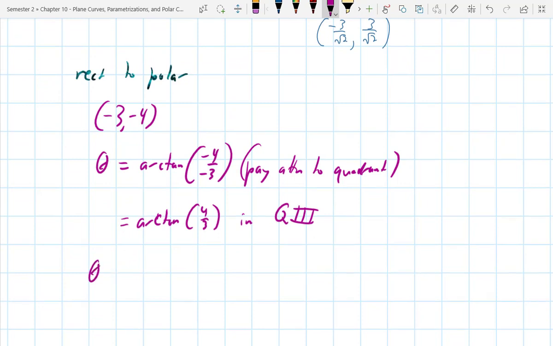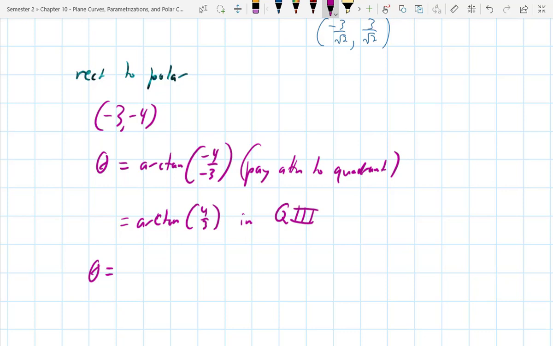How would I leave that as an exact value, knowing that arctangent of 4/3 is the exact? So I'm asking, what's the angle left as an exact value, a value you can plug in your calculator and you can get it. I want it in quadrant 3. Arctangent of 4/3 is going to output a positive angle, but in quadrant 1.